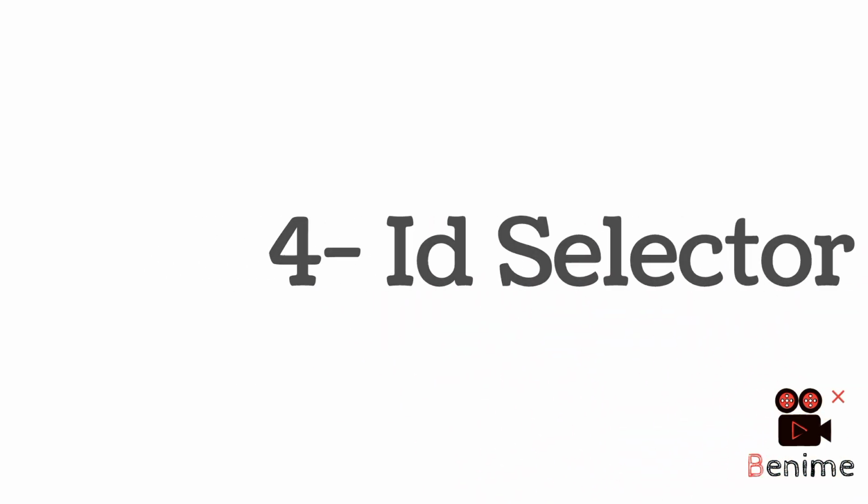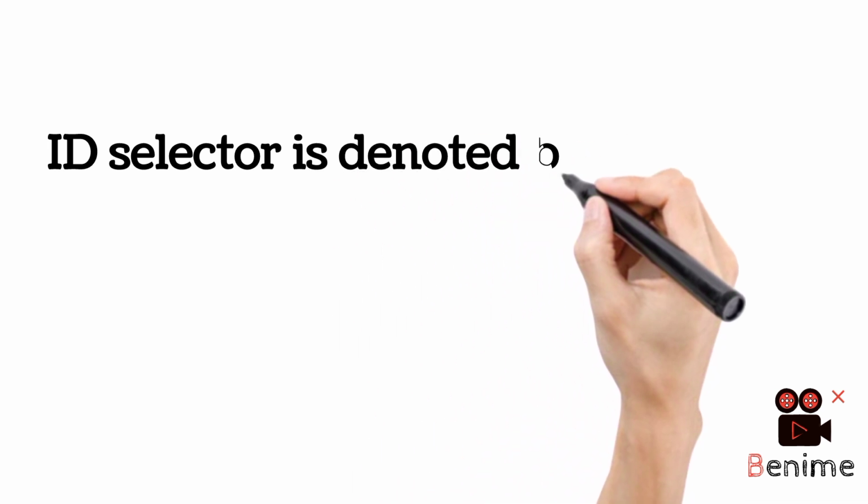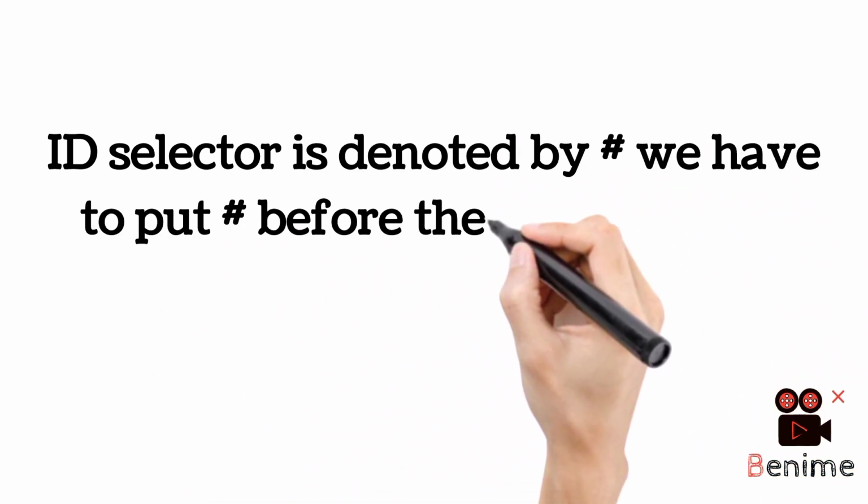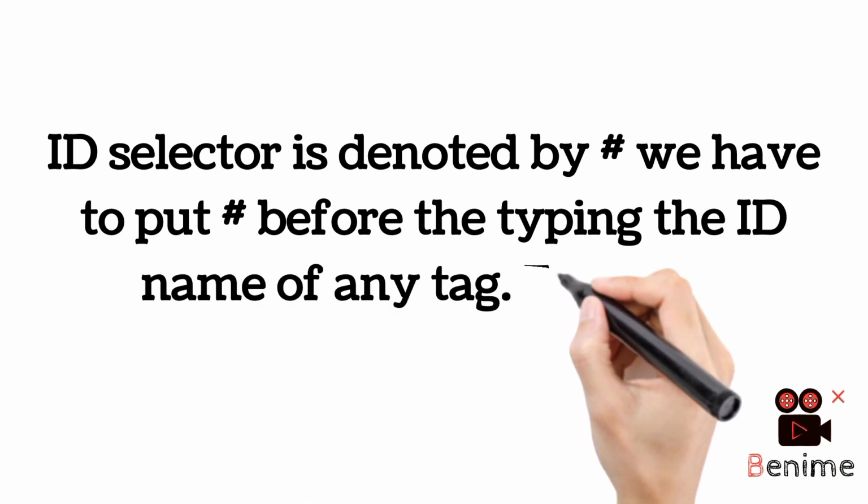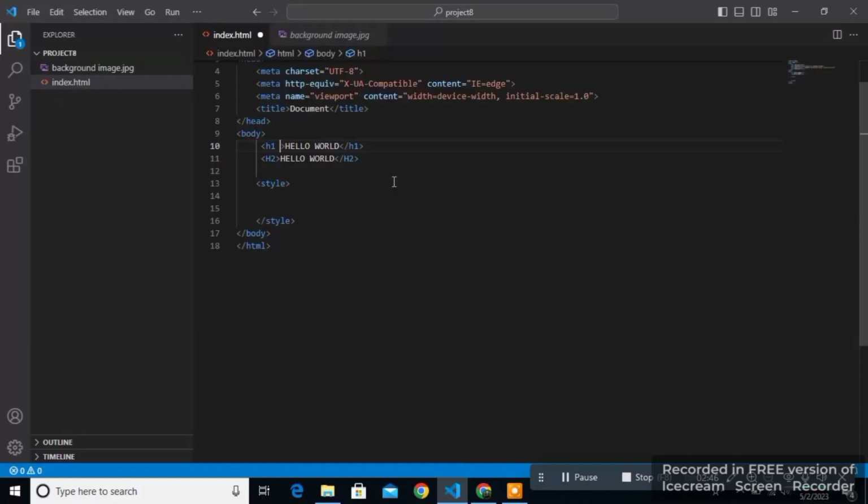Fourth one is ID selector. ID selector is denoted by hash. We have to put hash before typing the ID name of any tag. Example. ID selector is used commonly for JavaScript, but it works in CSS also. So ID heading, it is similar to class selector. ID heading1, heading2.